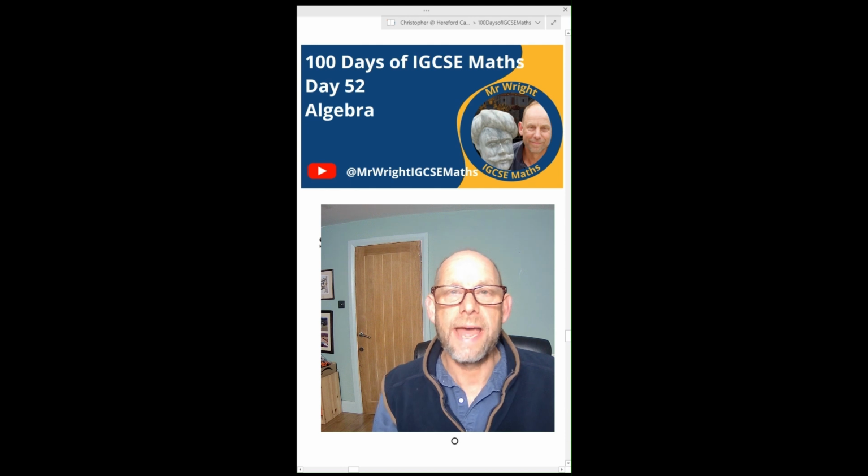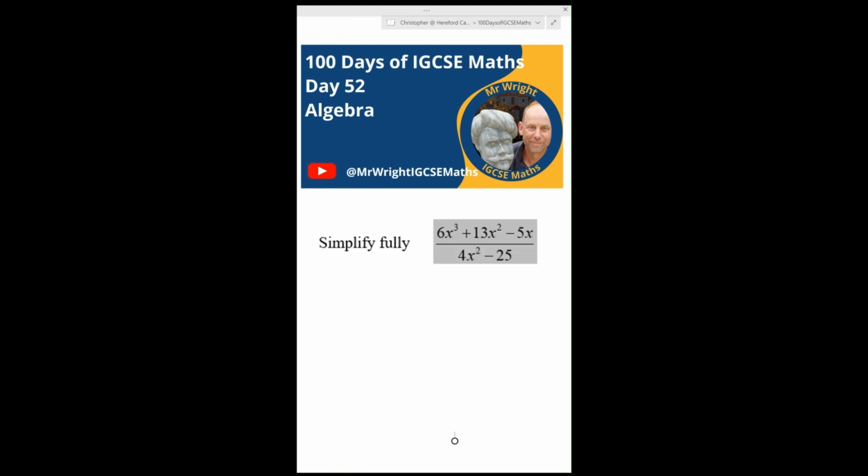Mr. Right here, and it's day 52. Okay, so I've got to factorize the top and factorize the bottom. I can take an x out of the top, leaves me with 6x squared plus 13x minus 5. And the bottom there, that's the difference of 2 squares. So I can factorize that like that. Right, I can factorize the top further. Now I bet one of the two things on the bottom will go into the top. I'm going to try 2x plus 5.